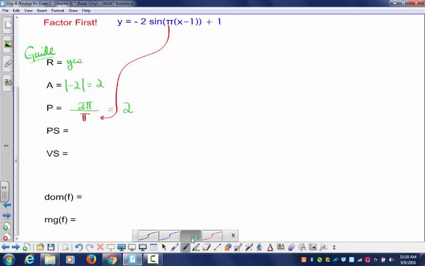Or should be. The phase shift is what? Positive 1. We look inside the factored angle. We see a negative 1, so the phase shift is positive 1. That means to the right 1 unit. And then the vertical shift is also 1 from the outside.